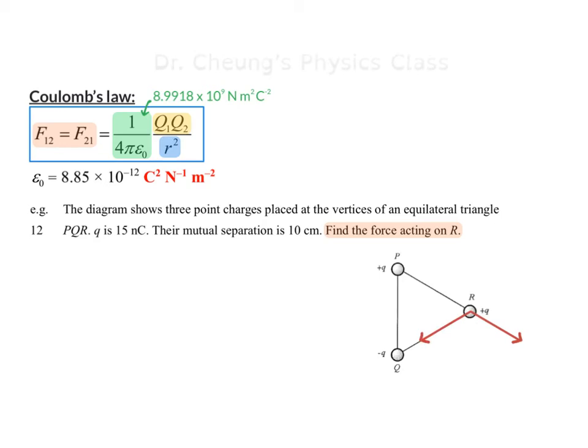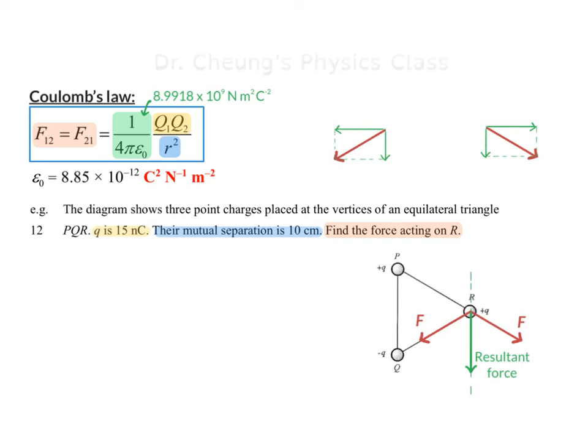Next, notice that P and Q have the same amount of charge, 15 nanocoulomb, and the same separation from R, 10 cm. Therefore, the two forces here have the same magnitude F, and by symmetry, the resultant force must point downward. To find its magnitude, we resolve the two forces into their horizontal and vertical components.